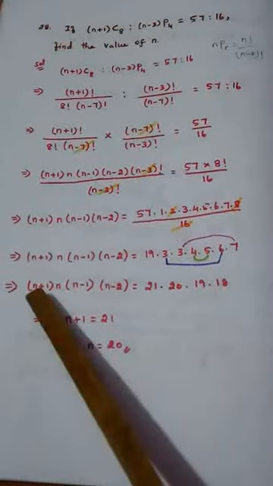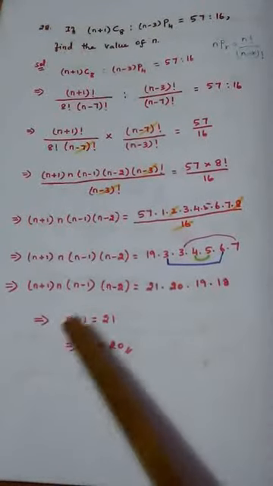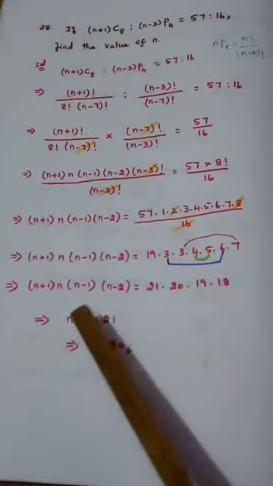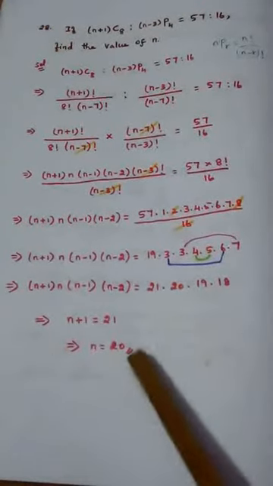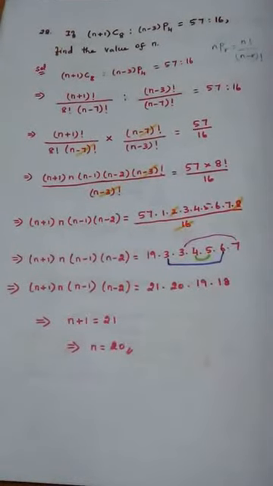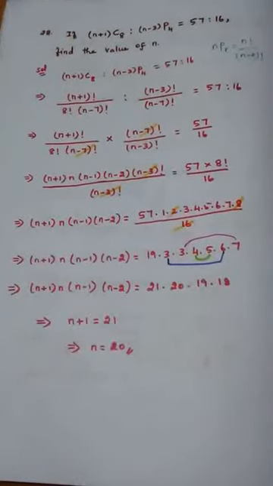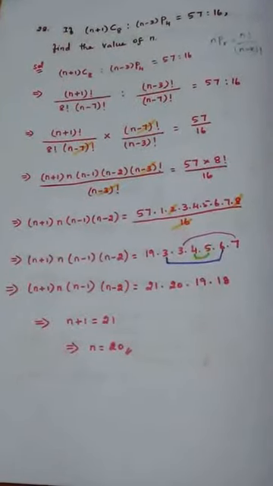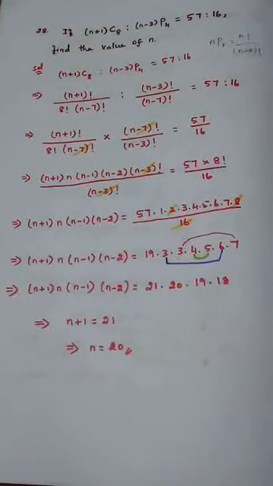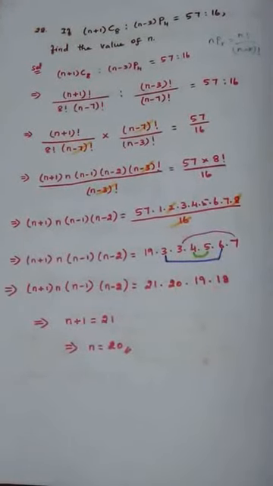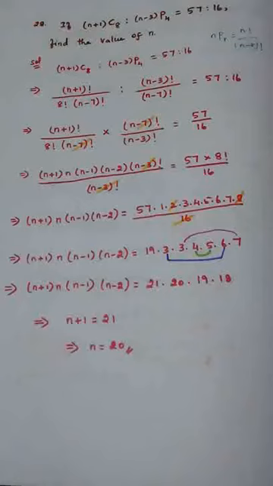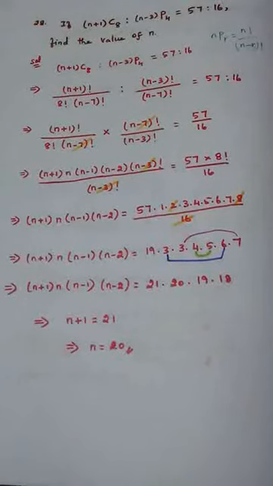Now, what is the value of n plus 1? 21. So n plus 1 is equal to 21. Subtracting 1, n is equal to 20. So I think you will understand this simplification is very easy. If you are getting confused, just go through the video again. Definitely you will understand, or you just write and practice. Going on to the next sum.